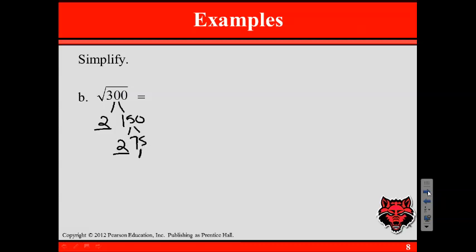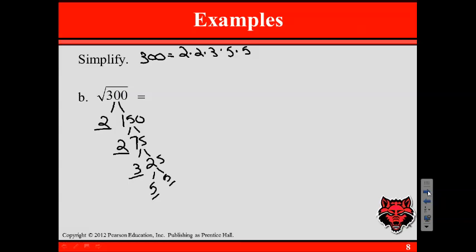Again, 2 is prime. 75 we can divide by 3. And 3 will go into 75 25 times. 3 is prime. 25 is 5 times 5. And both of these 5s are prime. Let's just write the prime factorization up above, 300 equals 2 times 2 times 3 times 5 times 5.